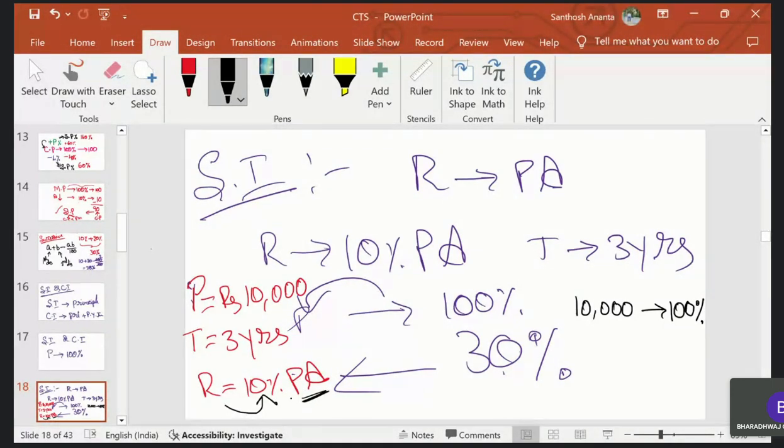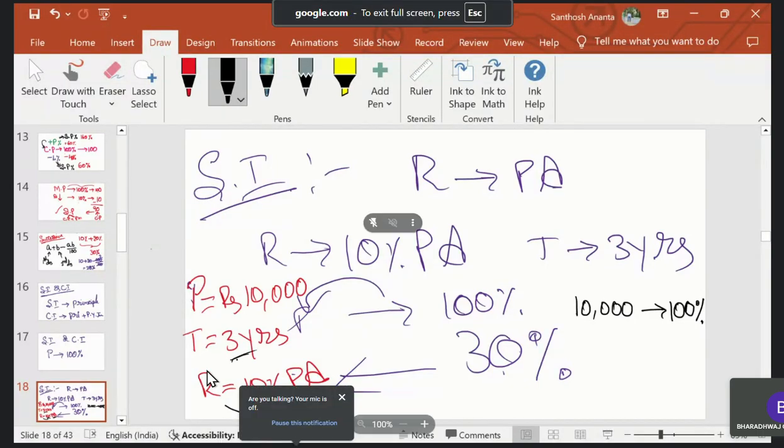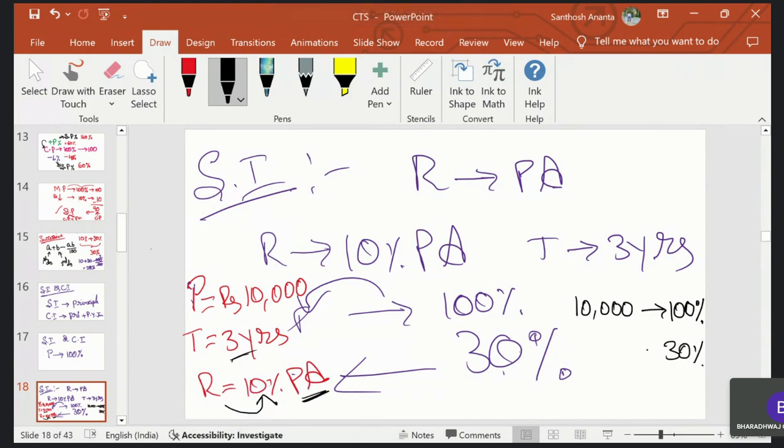For 1 year the rate of interest is 10%, but the time period is 3 years. For 1 year it is 10%, for 3 years it will be 30%. Now find out the 30% value.